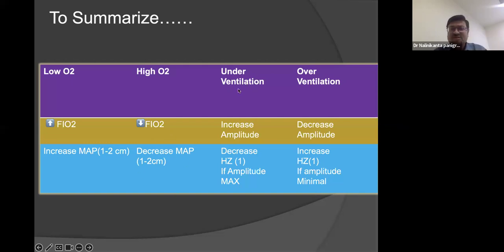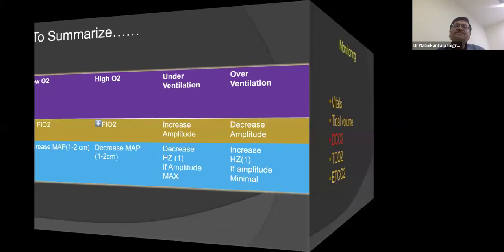If there is under ventilation, meaning carbon dioxide is high, hypercarbia, then increase the amplitude first. If it is not able to handle it, then touch the frequency. If you are overventilating and carbon dioxide is low, immediately decrease the amplitude. If it is still not helping the baby, increase the frequency. This is the way to start, initiate, and monitor further.